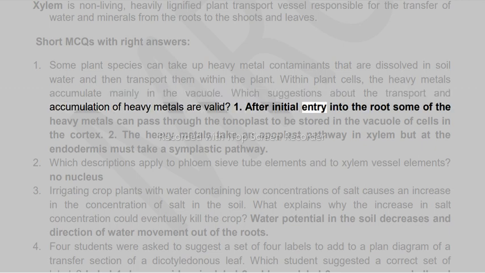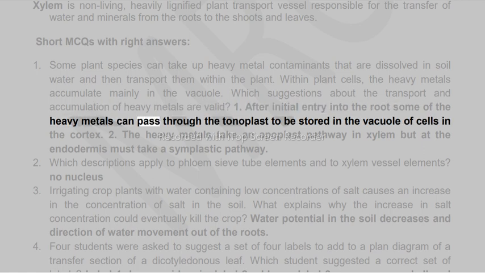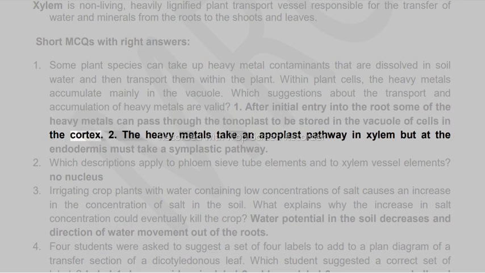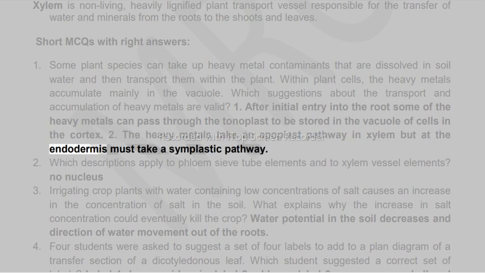1. After initial entry into the root, some of the heavy metals can pass through the tonoplast to be stored in the vacuole of cells in the cortex. 2. The heavy metals take an apoplast pathway in xylem, but at the endodermis must take a symplastic pathway.